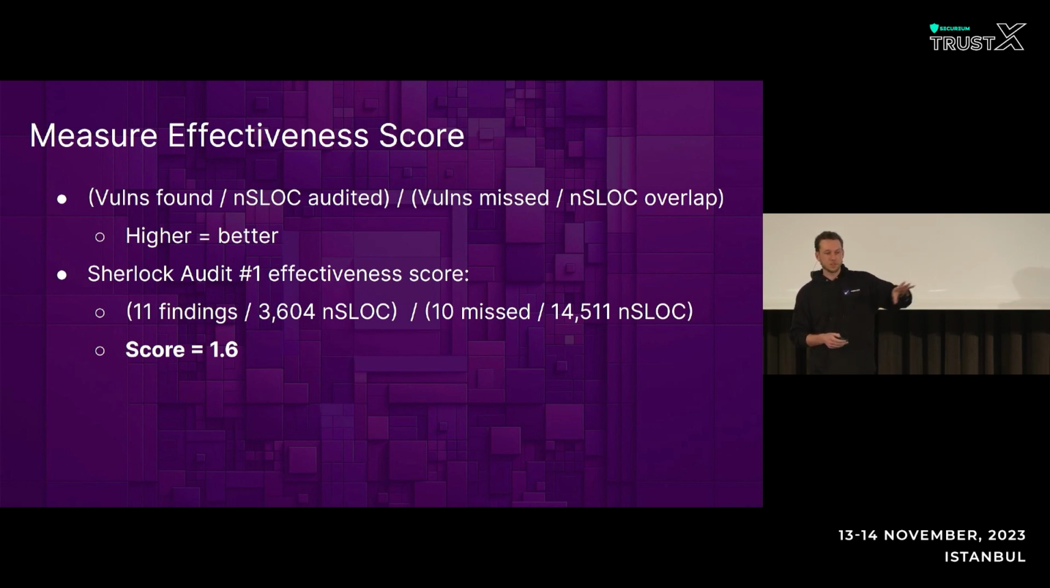But basically, looking at it for Sherlock, audit number 1, we had 11 findings. We had 3,600 NSLOC was the scope that was looked at by Sherlock. And then 10 high critical vulnerabilities were missed, and 14,500 NSLOC was the amount of audits that happened afterwards on that same NSLOC that Sherlock audited. So, roughly, it was audited about 4 times over after this first audit occurred.